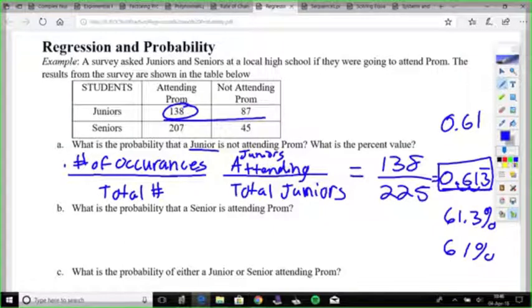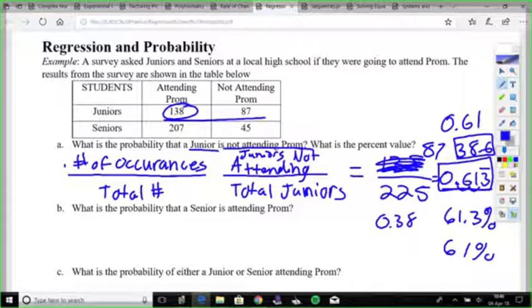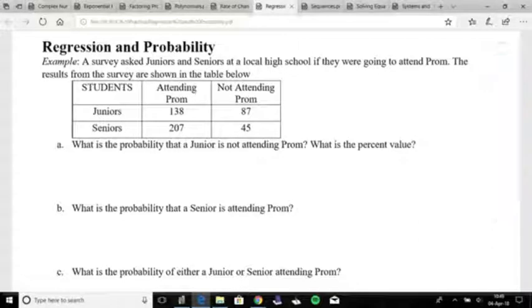Oh, by the way, I did the first one wrong and just realized, because it said not attending prom, but I did the ones attending prom. So not attending prom, this would be the same thing, but it'd be 87. I'm sorry, over 225, because that's juniors not attending. So I apologize for that. 87 divided by 225 would be 38.6 repeating. So change that. That would all be 38% or 0.38. So ignore all the stuff that I already put on there. Okay, my apologies.